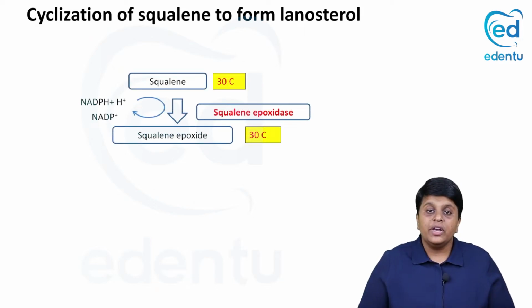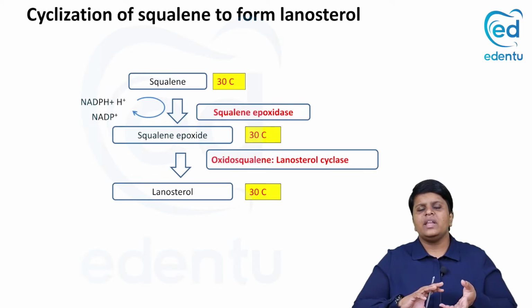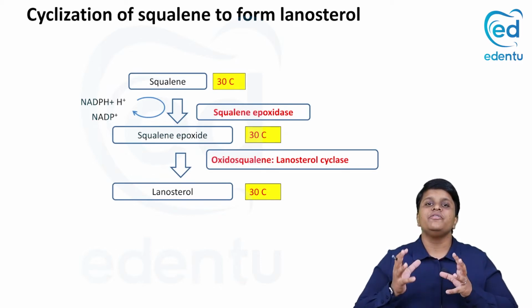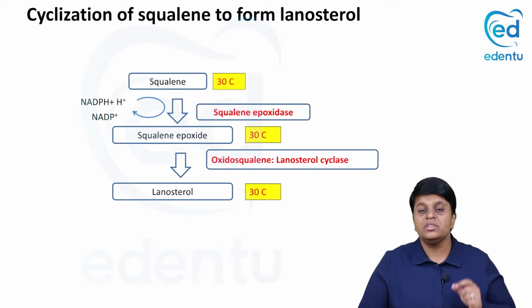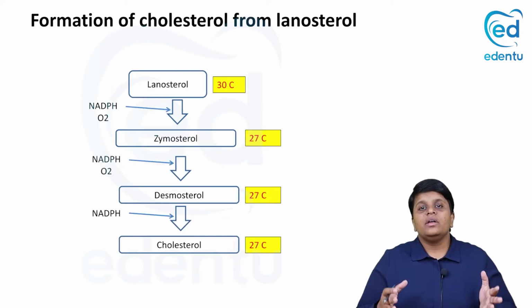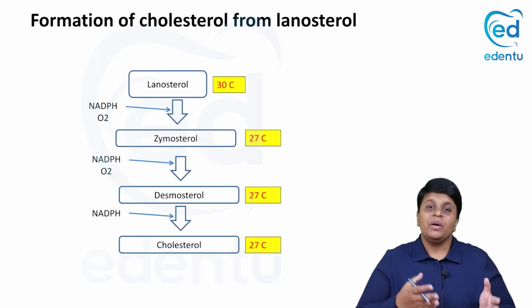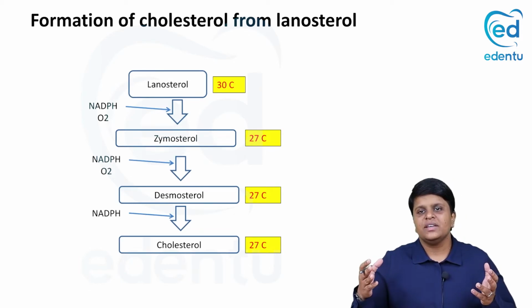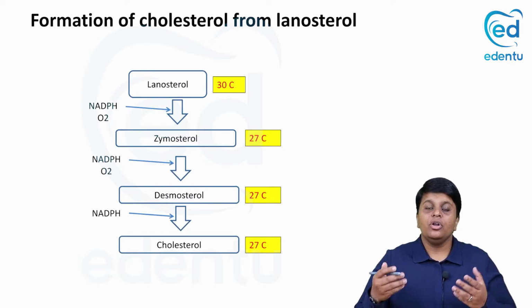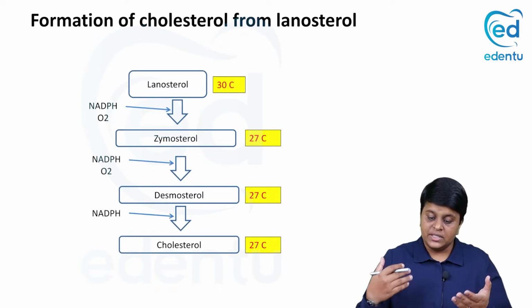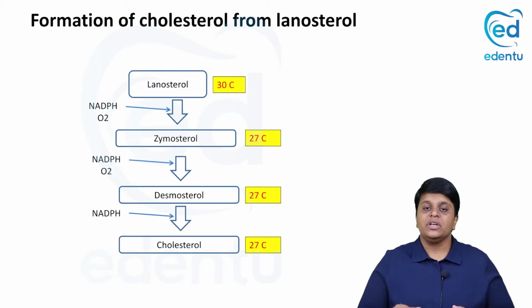So if you see here, the enzyme is squalene epoxidase, which forms squalene epoxide, and then it is acted upon by the cyclase to form the first sterol ring. It is a 30 carbon compound and that is lanosterol. This is the first sterol ring formed. Now, through a series of steps from lanosterol, you synthesize cholesterol molecule, which is a 27 carbon compound. Lanosterol forms many intermediates like zymosterol, desmosterol, and ultimately it forms cholesterol, which is 27 carbons.